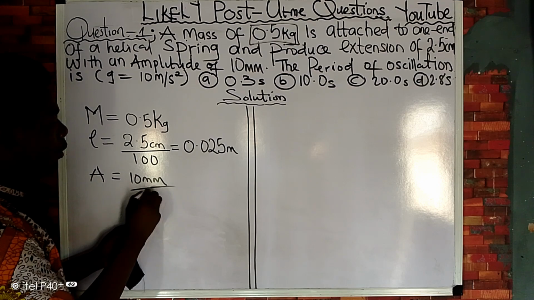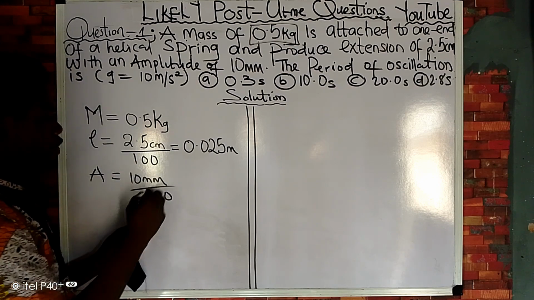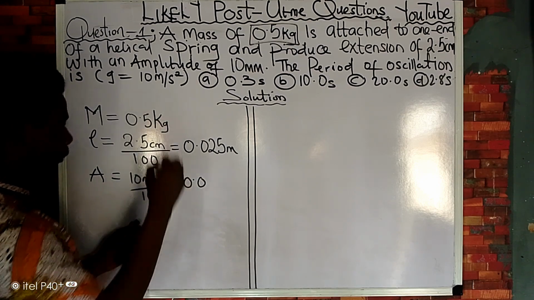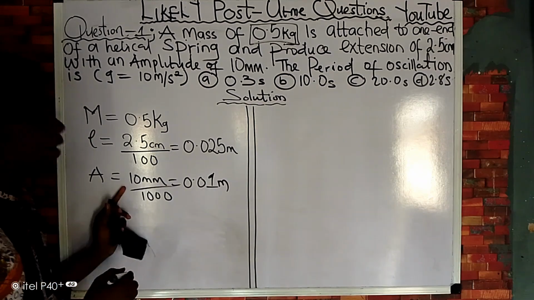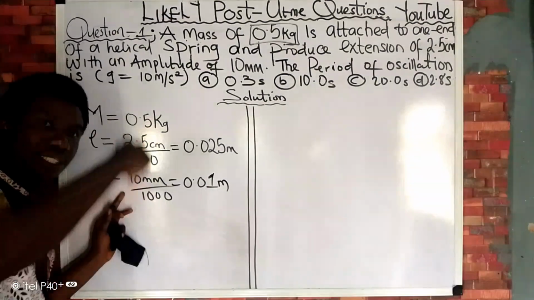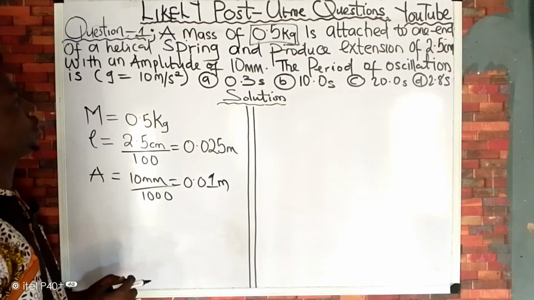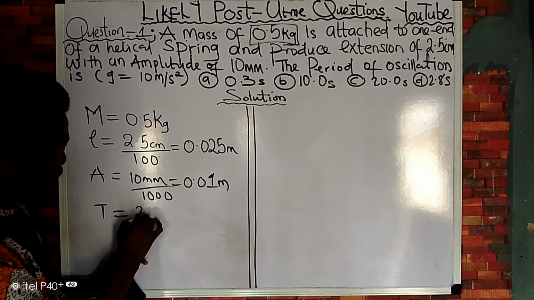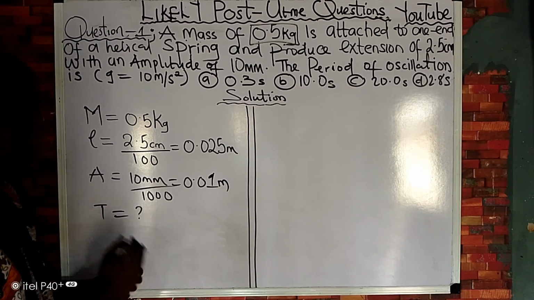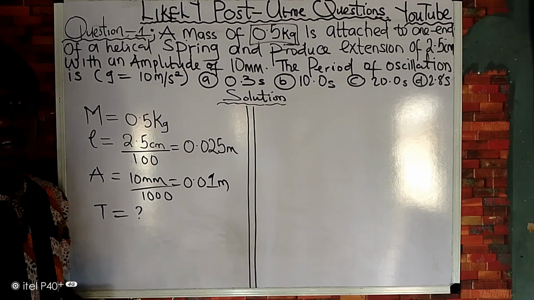So we have to divide by 1000 to convert to meter. So you have 0.01 meter. So we have to convert millimeter to meter as well as centimeter to meter. So we have done that, okay? Now, we are looking for the period of the oscillation. Then gravity is 10 meters per second square.